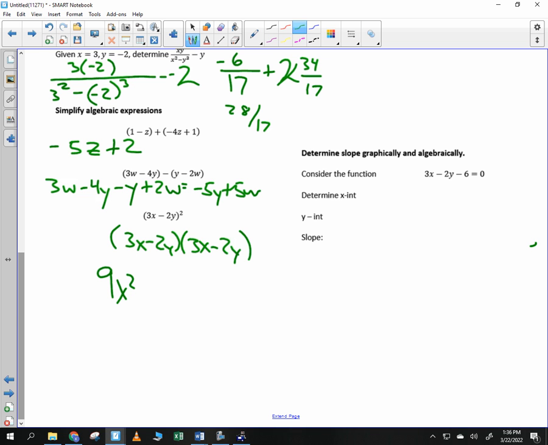9x squared. What's the middle going to be? Minus 12xy plus 4y squared.